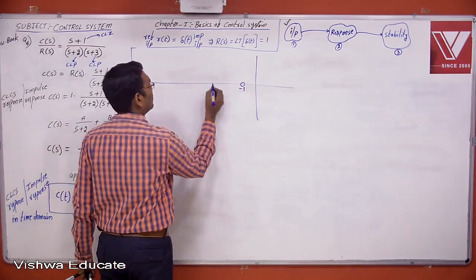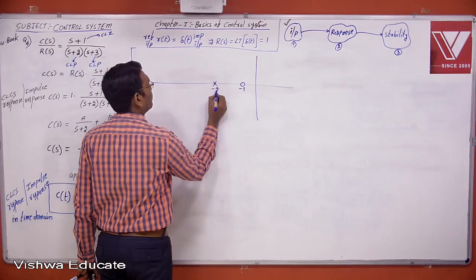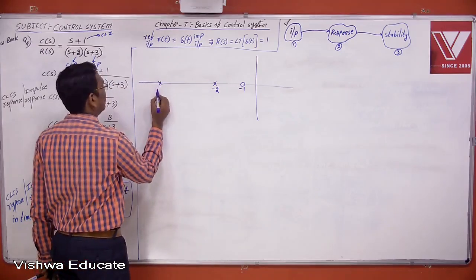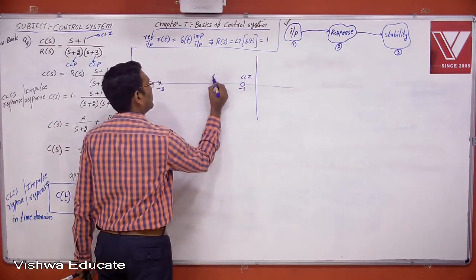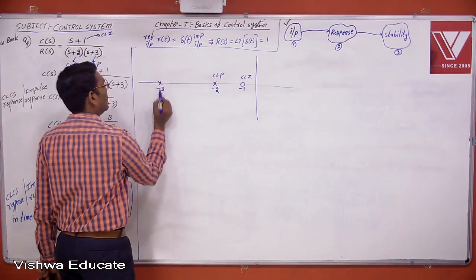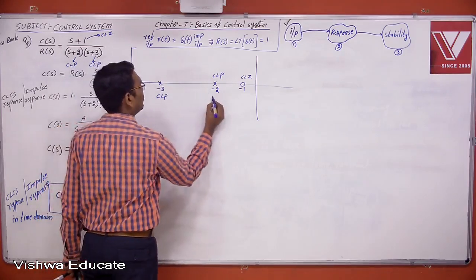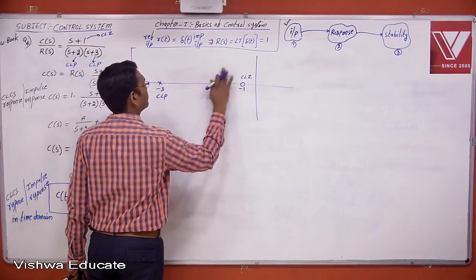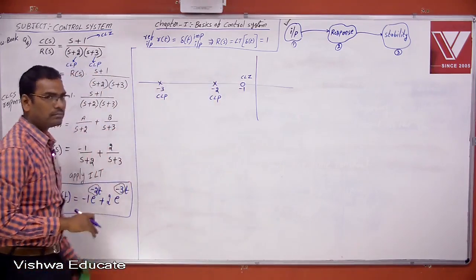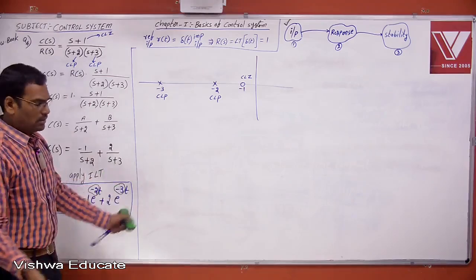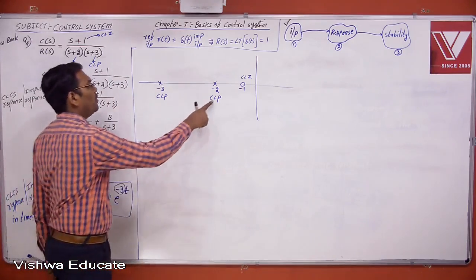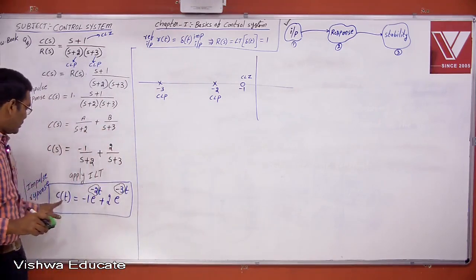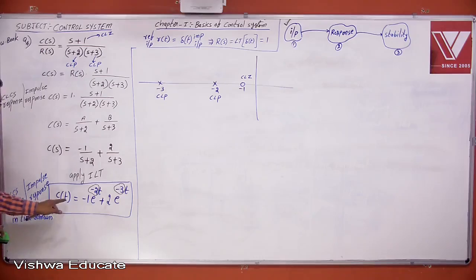This is the closed loop zero. These are the closed loop poles, -2 and -3. This closed loop zero is not at all useful. These are closed loop poles. The behavior depends completely upon closed loop poles only. Now I want to draw the response. This is a closed loop pole, and this is a closed loop pole. The closed loop control system response depends completely upon the closed loop poles.